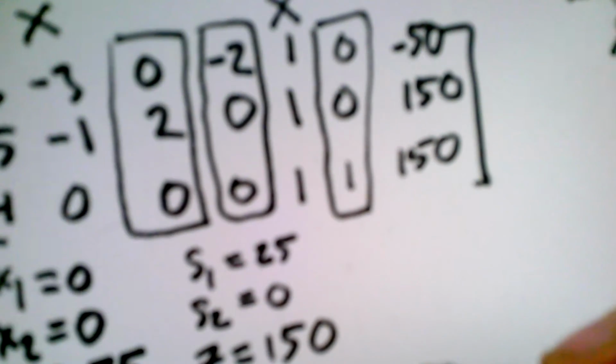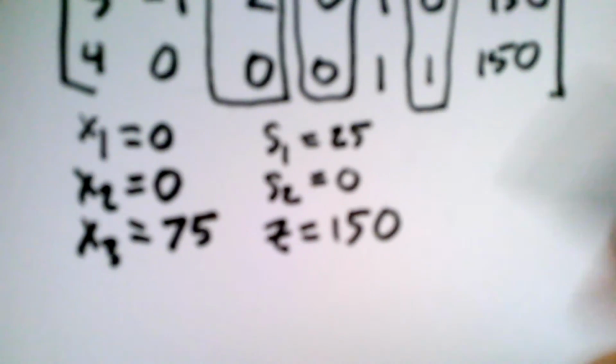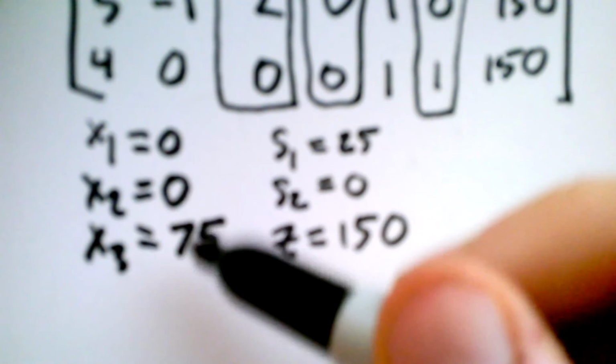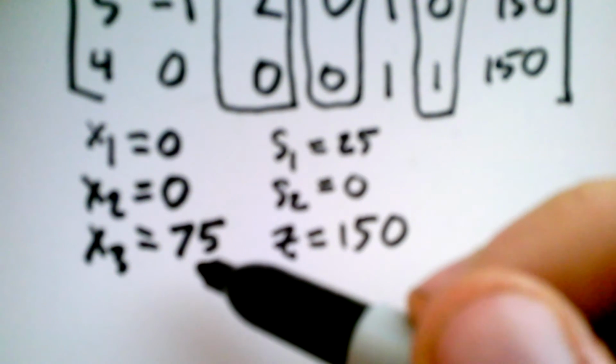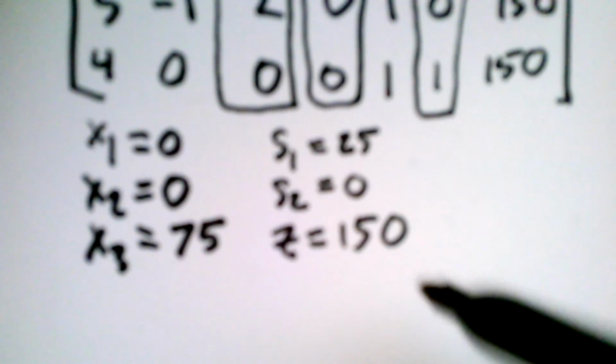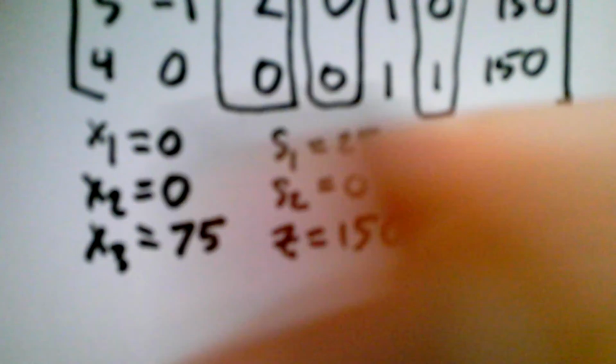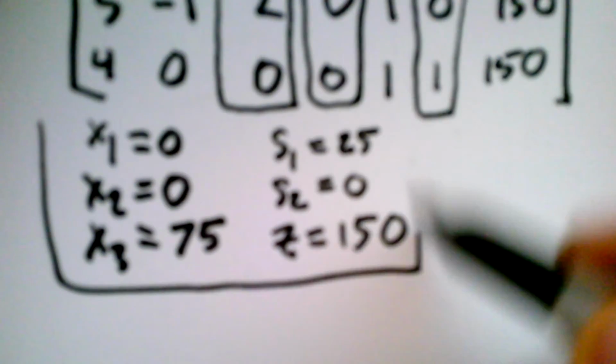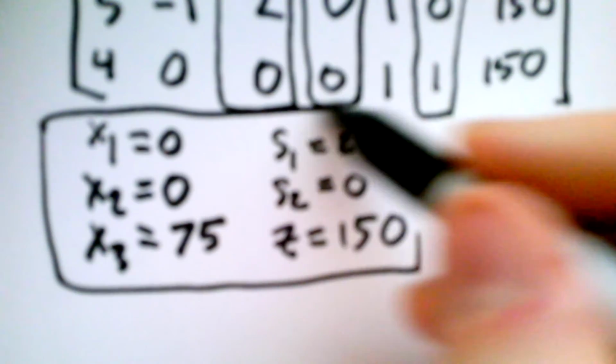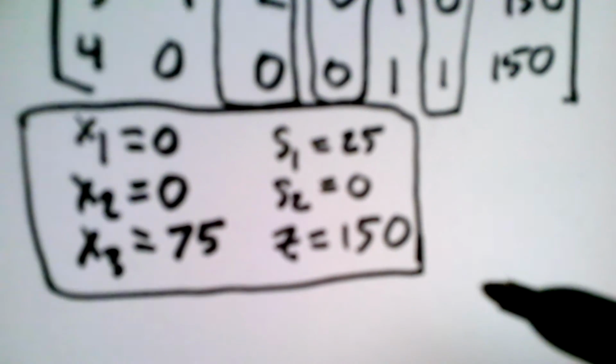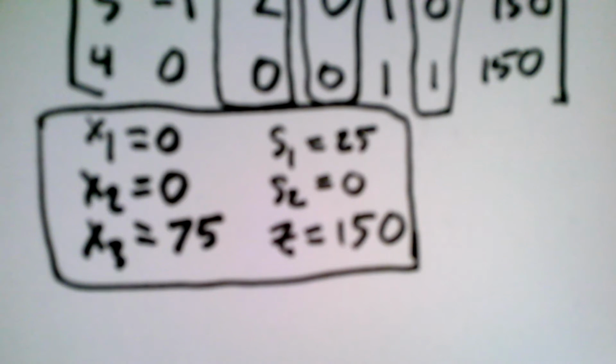So what this tells me is that the point 0, 0, 75 is the place where my Z is maximized, and its value is 150. So this is my answer to my maximization problem. Okay, so I did this procedure without proof, but let us write up at least a flowchart for this procedure.